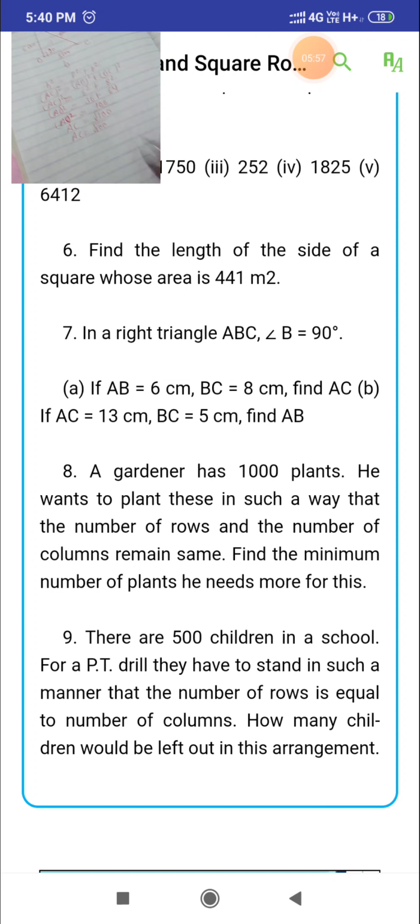Now from here we can easily find the value of square root of 100 by using the division method or by using the prime factorization method. In this way you can solve part B of this question.